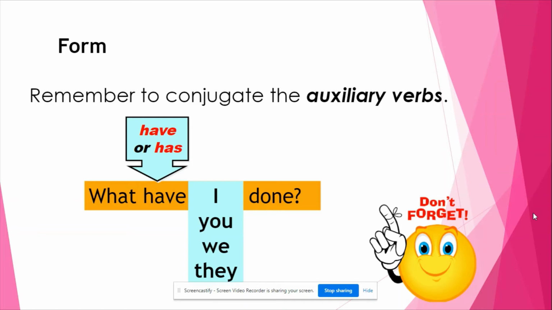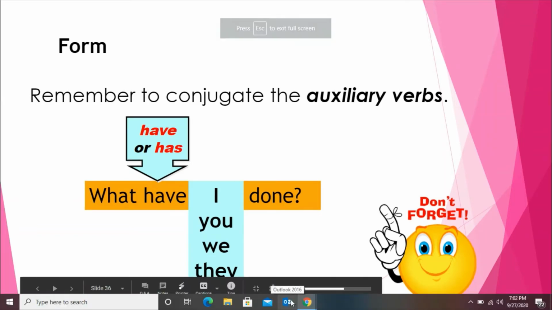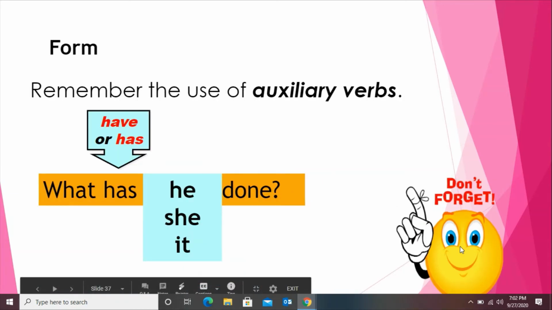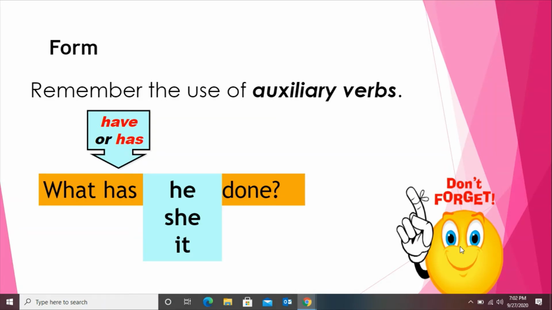Don't forget, we use the auxiliary verb have when the subject is what? That's right. When the subject is plural. That's right. Just remember that. Now, if my subject is singular, then I am going to use the form has as my auxiliary verb, as you can see over here. So let's practice pronunciation, okay? What has he done? What has she done?